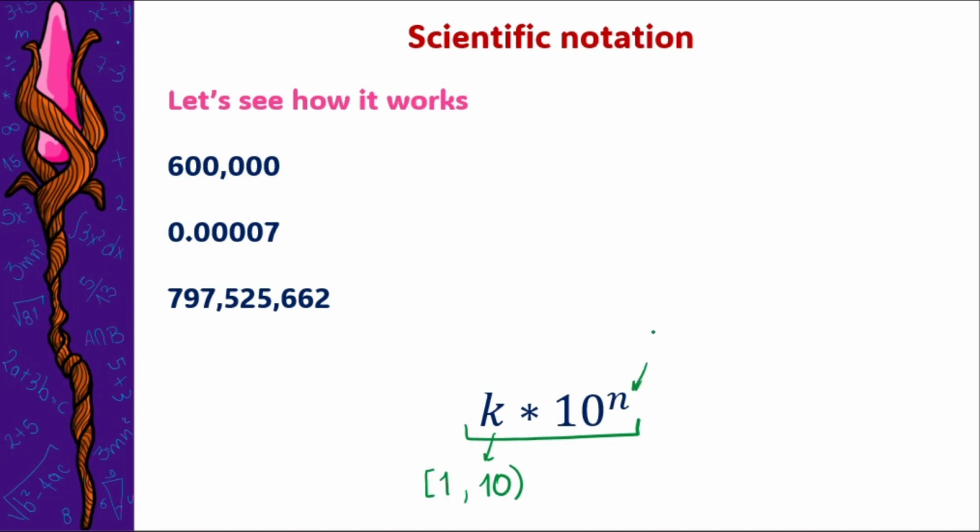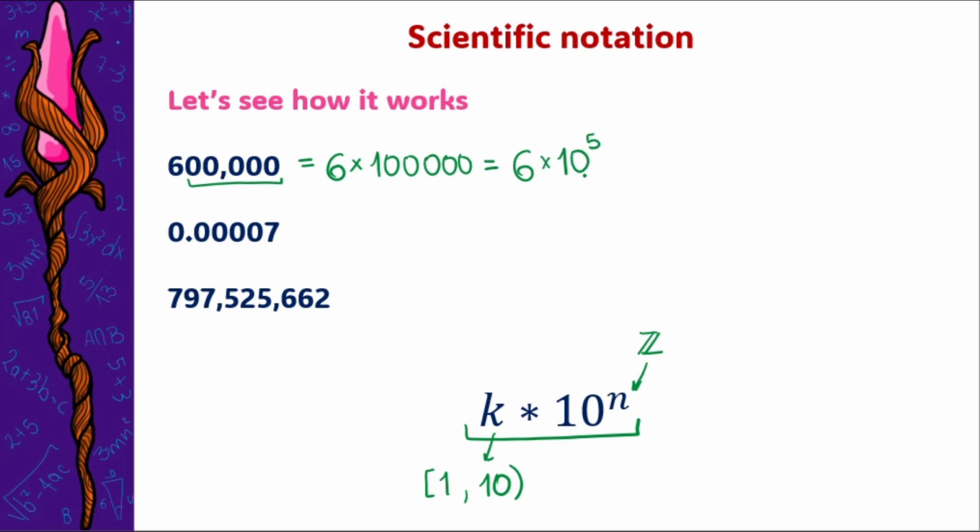And the power of 10 has to be an integer. It could be positive or negative: negative for small numbers, positive for big numbers. So for example, this one is a big number. It results from multiplying 6 times 100,000, because it has 5 zeros. So what we are going to do is write this 100,000 as a power: 6 times 10 to the power of 5.